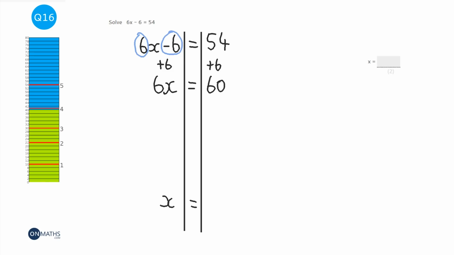Now we want to get rid of the 6 before the x. Now that's a times 6. When you put a number next to a letter, it's a times. So to get rid of it, we need to divide by 6. So we're going to end up with x on the left hand side, and 60 divided by 6 is 10. So the answer is x equals 10. Didn't need that much room in the end, and that's it.